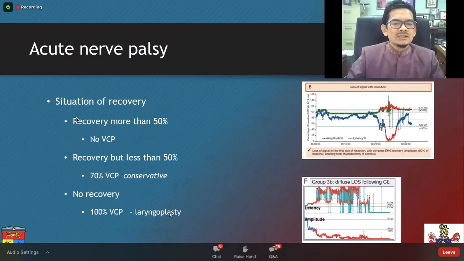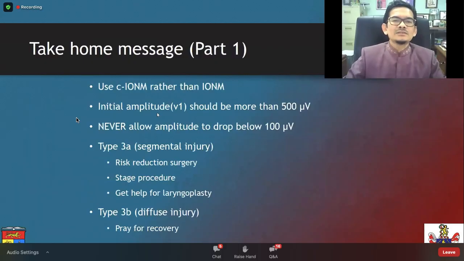So in this case, you will probably decide to go for laryngoplasty. So the take-home message is to use continuous intraoperative nerve monitoring rather than intermittent in order to detect compression or traction injury. The initial amplitude should be more than 500. Never allow the amplitude to drop below 100.